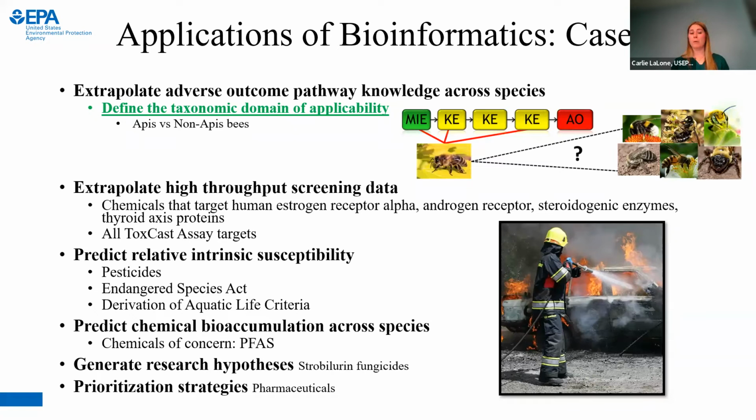We've also published work on extrapolating high throughput screening data, focusing on endocrine targets specifically, such as estrogen receptor alpha, androgen receptor, enzymes involved in steroidogenesis, as well as the thyroid axis, so proteins involved in the thyroid axis. So you may have heard of the ToxCast suite of assays. We've evaluated all of those targets using SeqAPAS and provided the data through the CompTox chemicals dashboard, as well as through a publication in 2018 that provides that data.